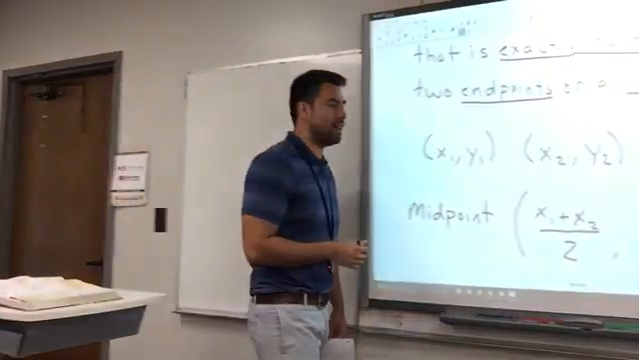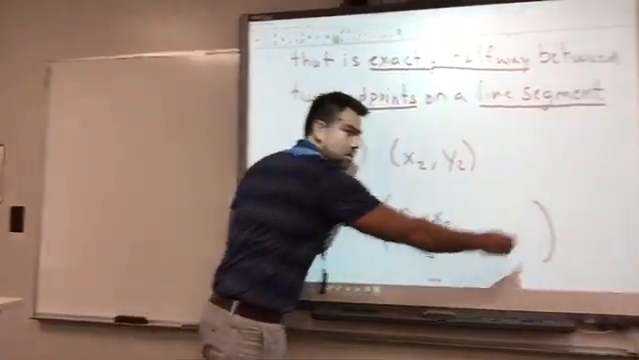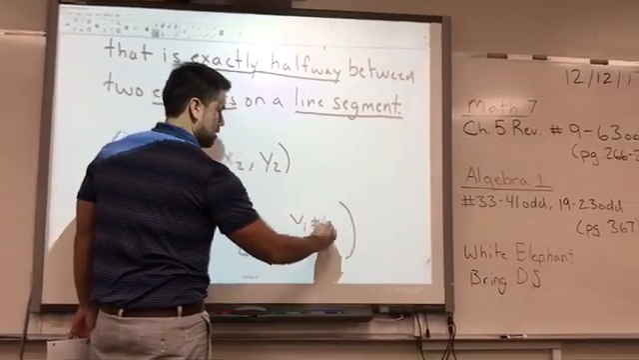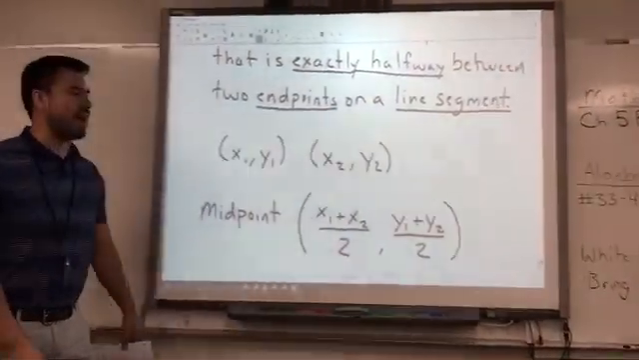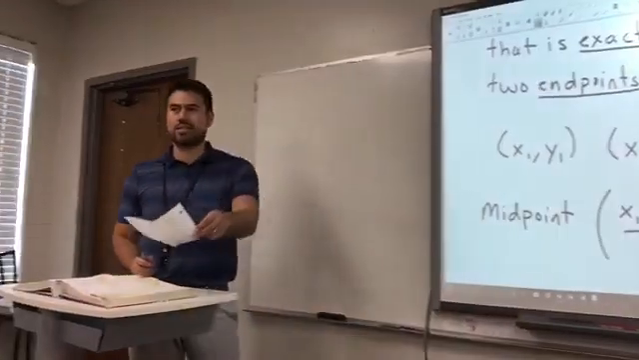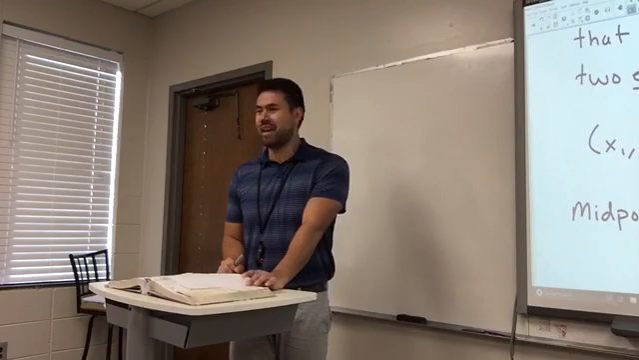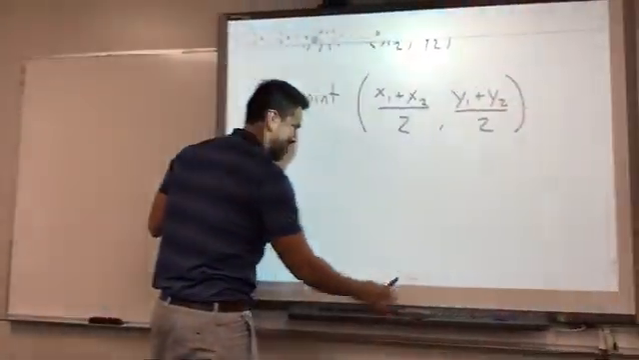So does anyone know how to find the y value for the midpoint? How do you find that y coordinate here? Divide by 2. Look at that. You're finding the average of the y coordinates. And that's it. The end. That's what you do. Okay, so let's now use it on an example.